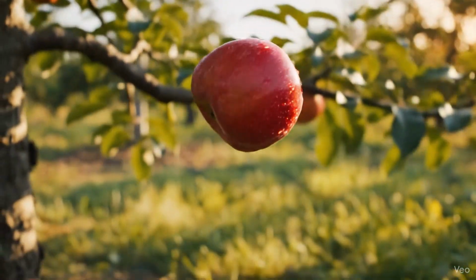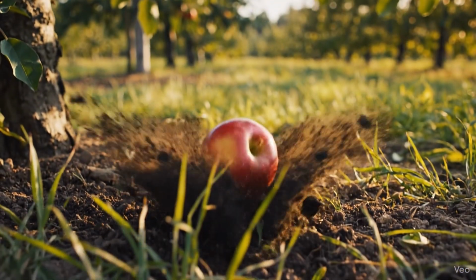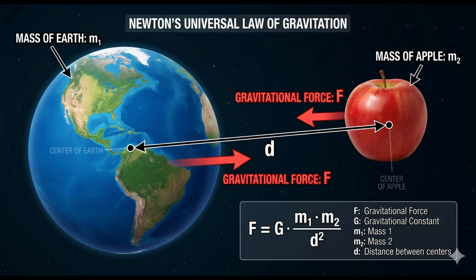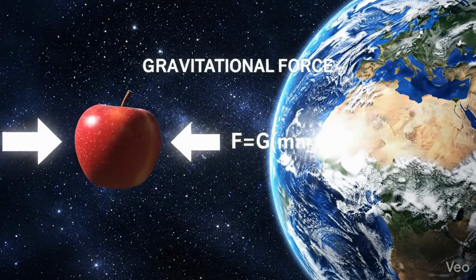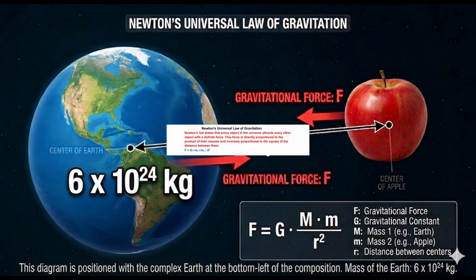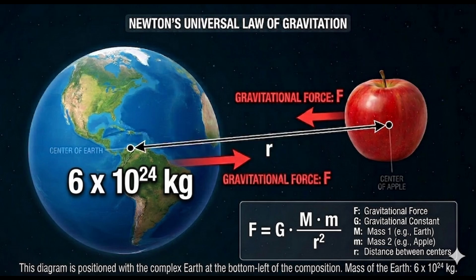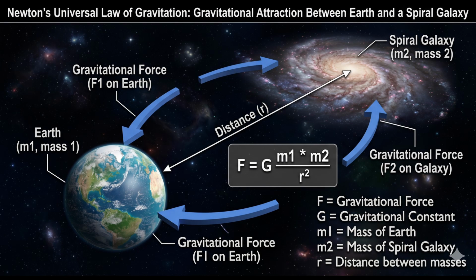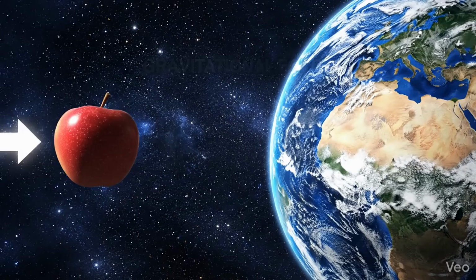Newton's law of gravitation is a fundamental principle of physics that explains how every object in the universe attracts every other object. According to this theory, every object in the universe attracts every other object with a definite force. This force is directly proportional to the product of the masses of the two objects and is inversely proportional to the square of the distance between them.